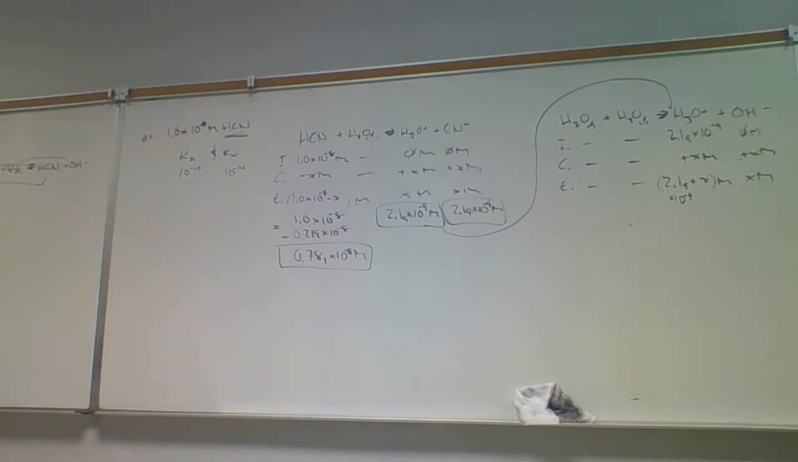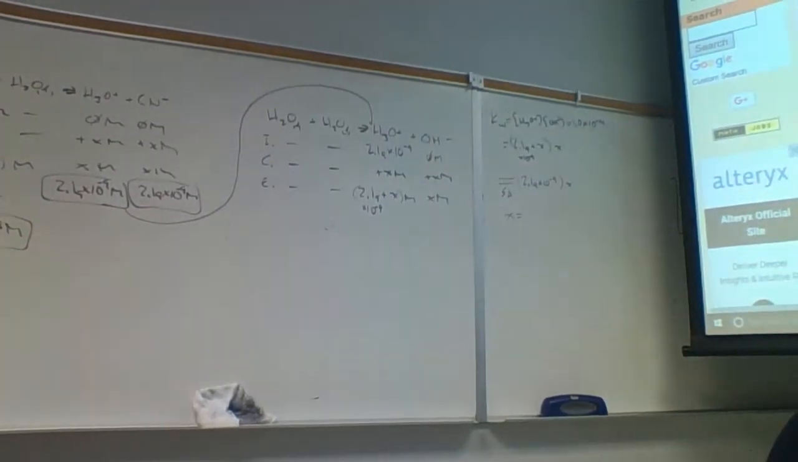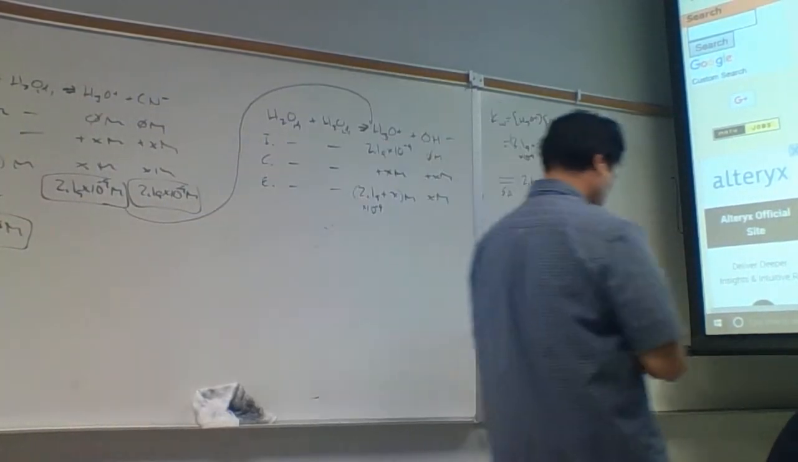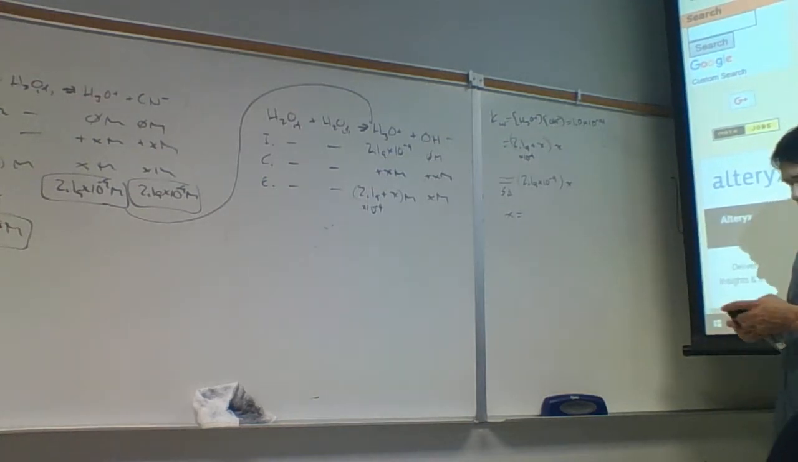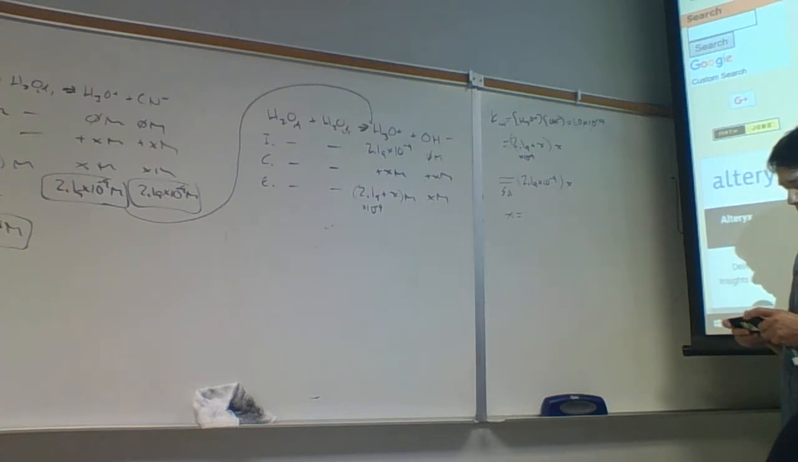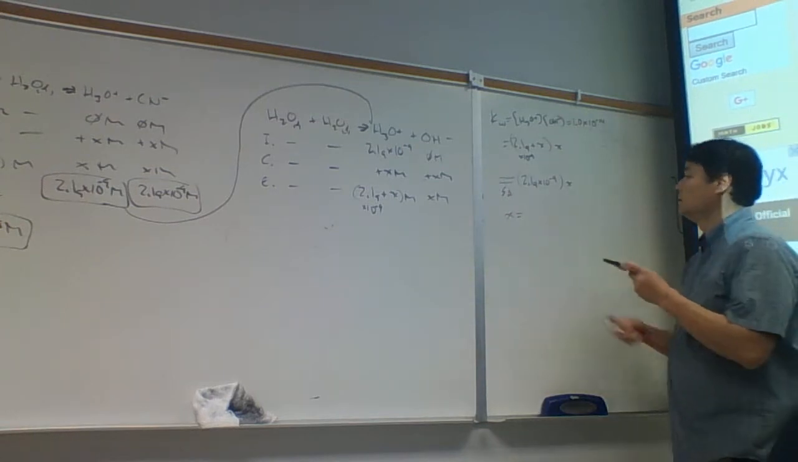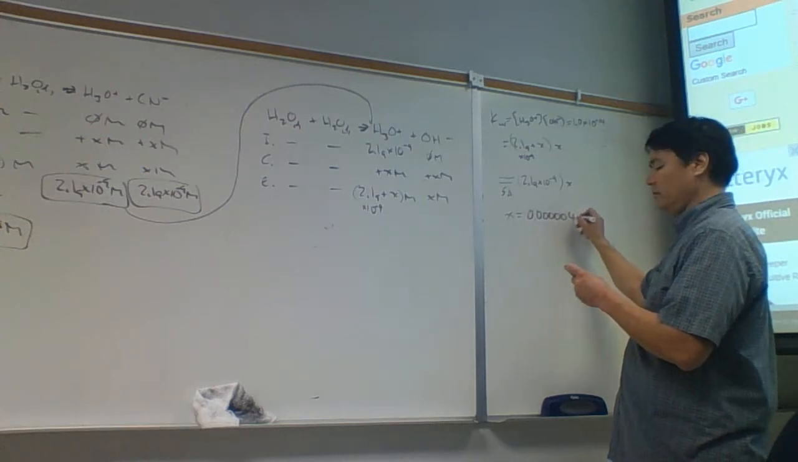Kw is a number you should memorize, 1.0 times 10 to the minus 14 at 25 degrees C. So I have 1 times 10 to the negative 14 divided by 2.19 times 10 to the minus 9. I get x equals 5 zeros, 4, 5, 6.